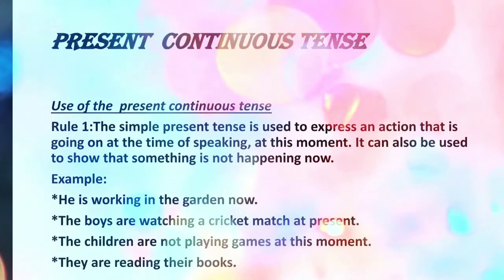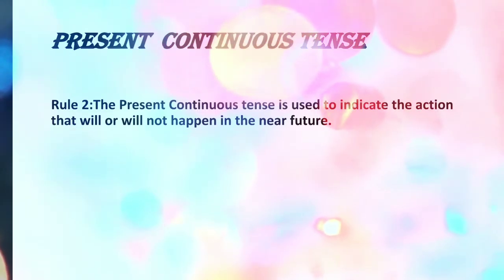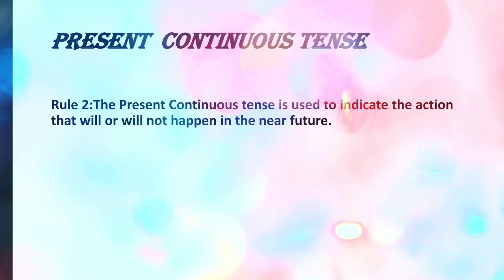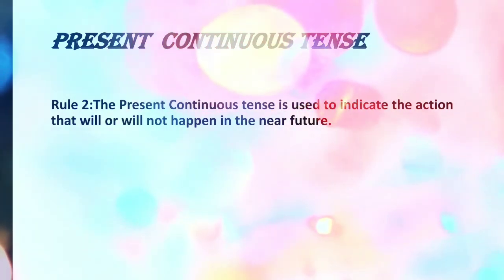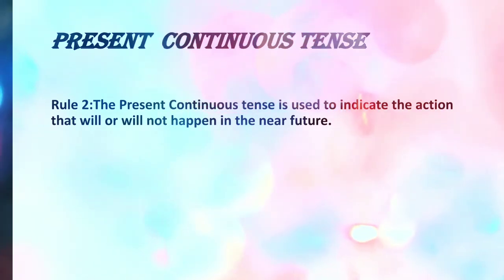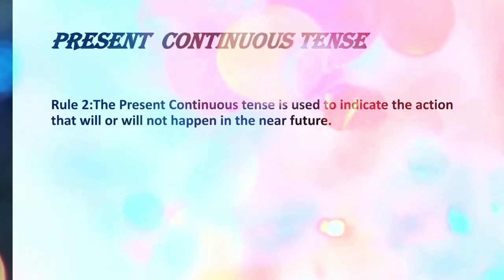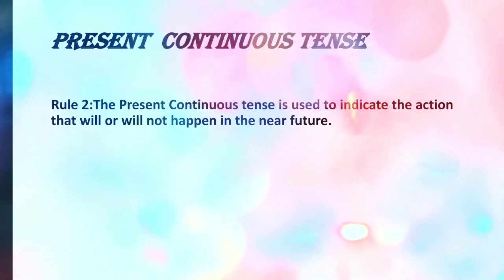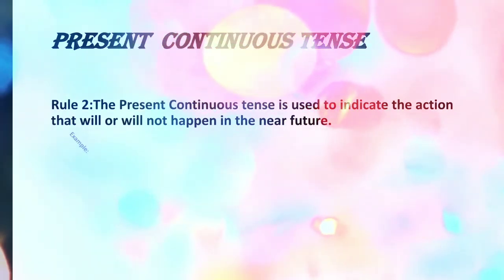The next function is here. The present continuous tense is used to indicate an action that will or will not happen in the near future. When you have planned something which is going to happen in the future, which is certain, then we use the present continuous tense also. For example, you can see.